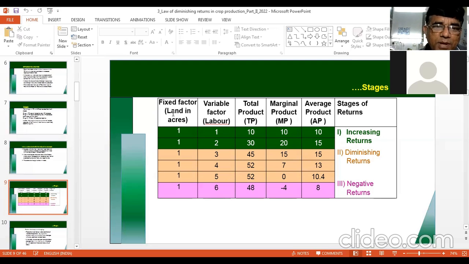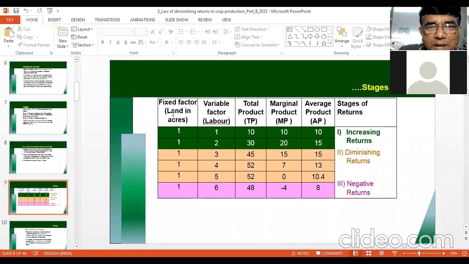Now see, when you have ratio 1:3, 1:4, 1:5, you get diminishing return. When you have 1:6, you get negative return. So this is actually the law of variable proportion. You get variable proportion of inputs and then you get variable output, and output is mostly in a decreasing trend after the second unit. So you can see the pink one, negative return. This is actually the law of diminishing return. The pink one is the law of diminishing return.